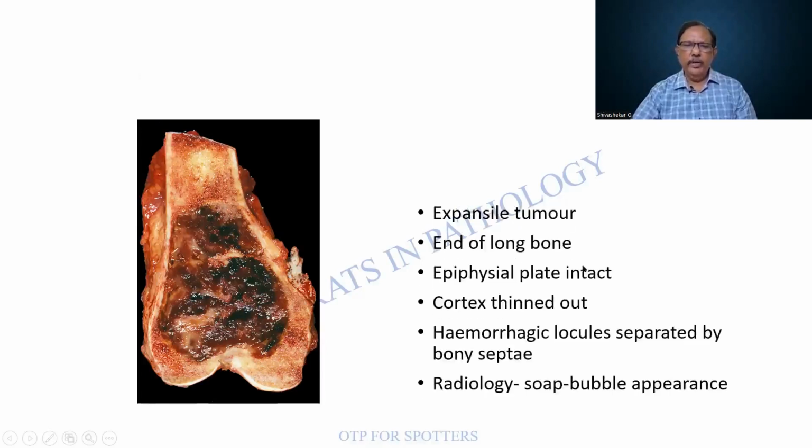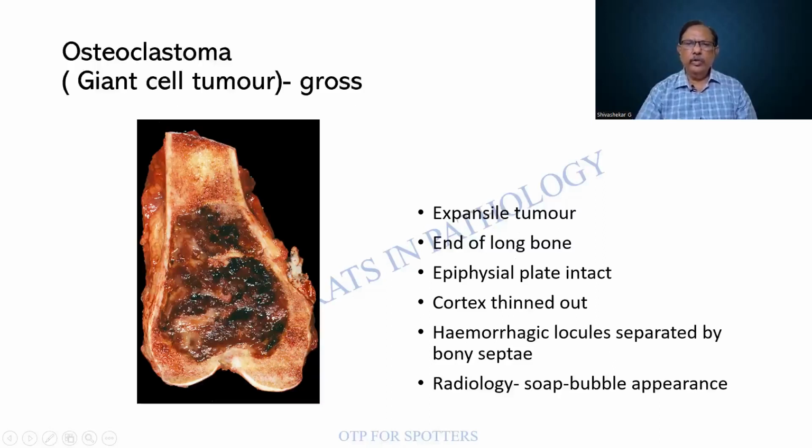Expansile tumor, end of bone, epiphyseal plate intact, cortex thinned out, hemorrhagic locules, bony septae. Radiologically, soap bubble appearance. Diagnosis is osteoclastic or giant cell tumor of the bone.